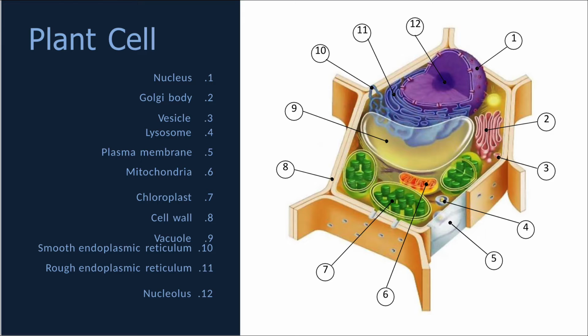A plant cell shown in this image contains a nucleus, Golgi body, vesicle, lysosome, plasma membrane, mitochondria, chloroplast, cell wall, vacuole, smooth endoplasmic reticulum, rough endoplasmic reticulum, and a nucleus.